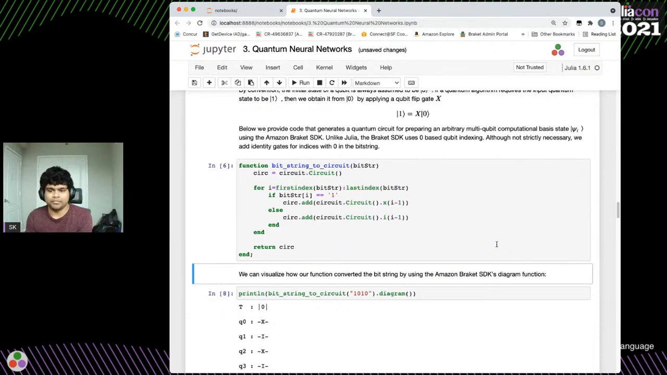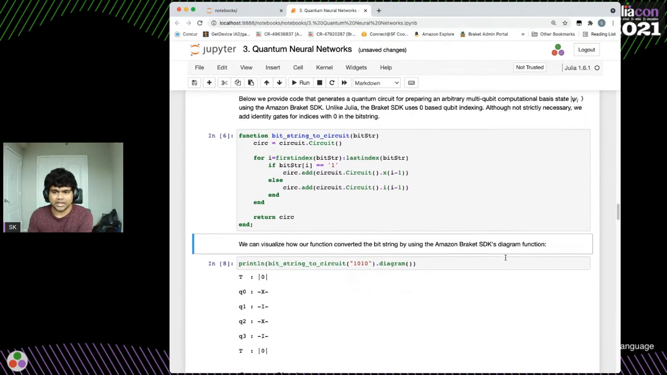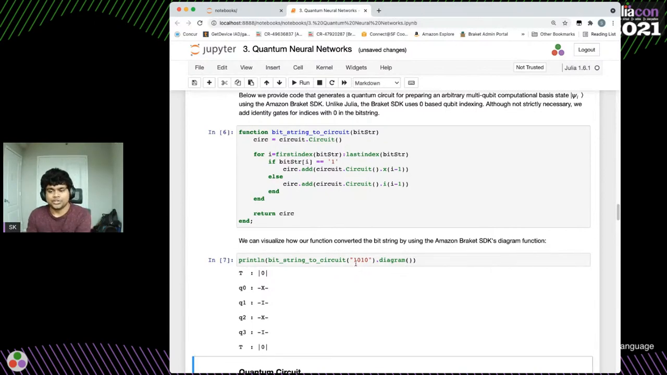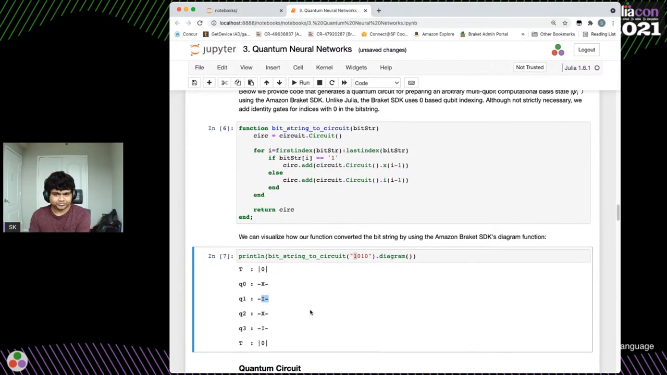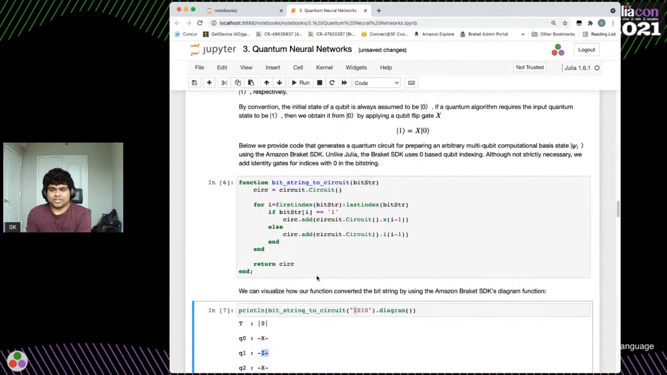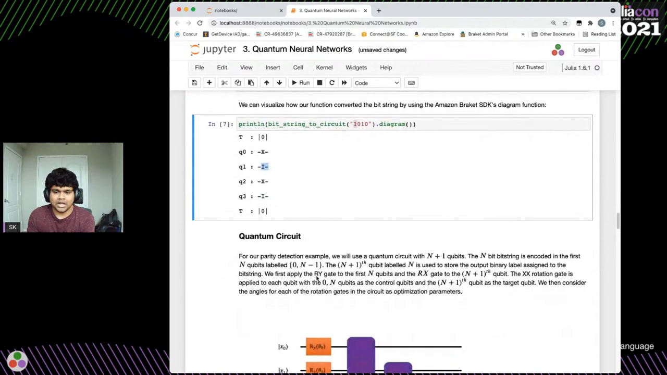So this is a utility function to convert a bit string to a circuit, and we can now visualize that circuit, right? So we basically have a bit string 1010, and that would correspond to a quantum circuit with X gates at the first and the third qubit, and identity gates at the second and the fourth qubits, right? So the qubit labeling starts from zero. The qubit number and the qubit label differ by one because the indexing for Amazon Braket starts with zero, right?